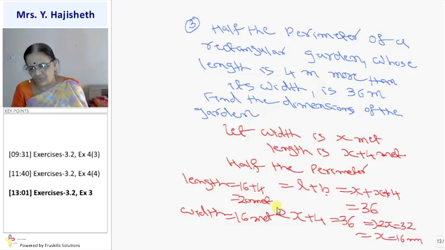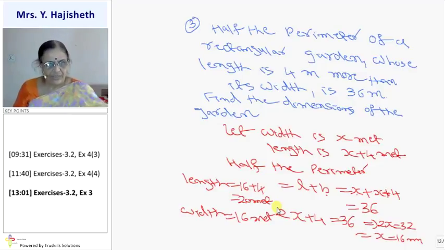Now the remaining sums, 1 or 2 sums of 3.2, where you have to take the help of ratios and check whether they are consistent or not consistent, whether they intersect at one point or they are parallel, right? So I think the remaining sums of 3.2, 1 or 2 sums, you can check yourself, okay? Right?